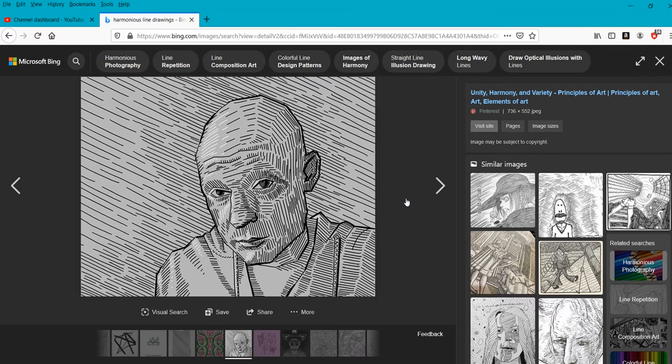This is another take on harmonious lines, where they're using lines completely. It's almost like a pen and ink drawing, using lines completely to make this image. And they are harmonious with themselves, as all the lines do have sections, you see. That's not a complete line, there's sections of lines.